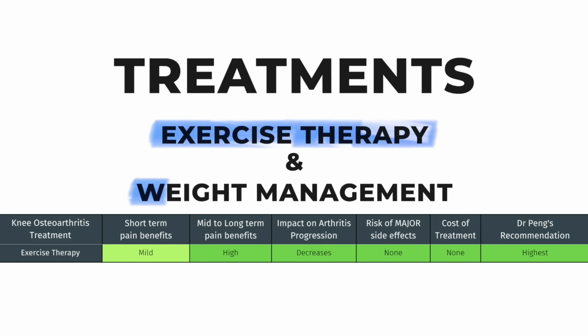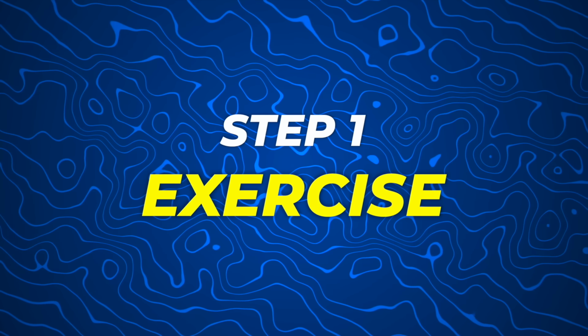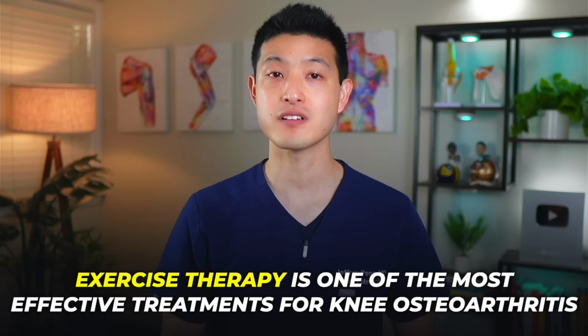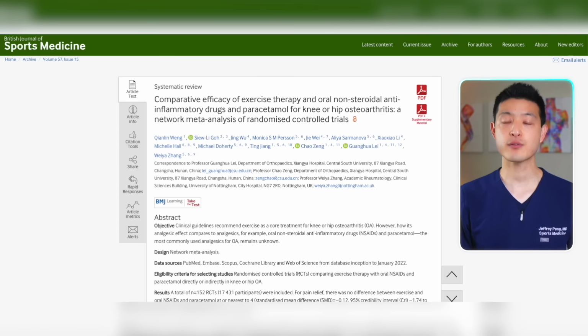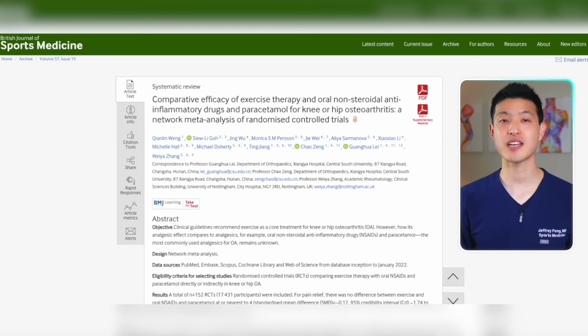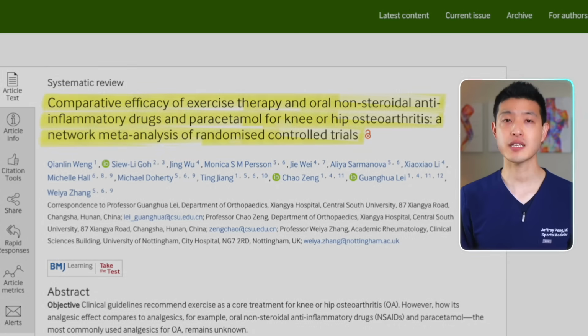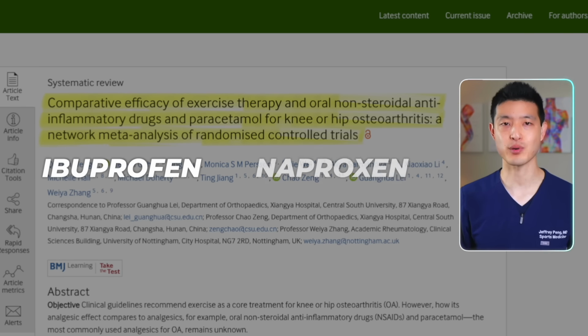Okay, so let's start by talking about the 3 best treatments for knee osteoarthritis. First up is exercise. Clinical trials continue to show that exercise therapy is one of the most effective treatments for knee osteoarthritis. Systematic reviews and meta-analyses have found that exercise is just as effective at reducing pain and improving function when compared to medications such as ibuprofen and naproxen.